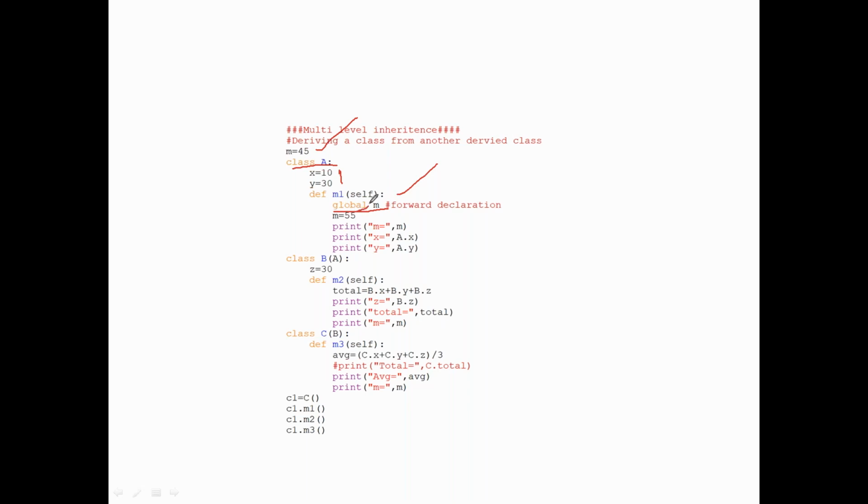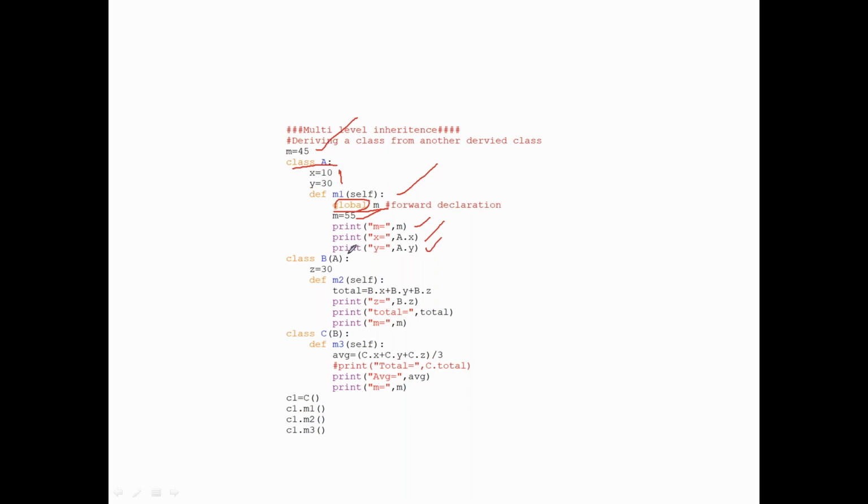If I'm not referring to this, then m will behave like a local. But I used global m, so I did a forward declaration. When I use forward declaration, this change will be applicable to the global m itself. Since this is a global variable, it is applicable for all the classes. So m equal to 55. I modified the m value from 45 to 55. So when you print m, it will be 55, a dot x 10, a dot y 30. So you got the a value. Now class B of A.